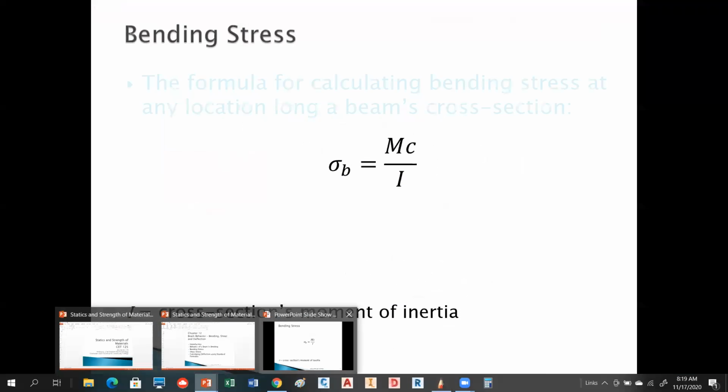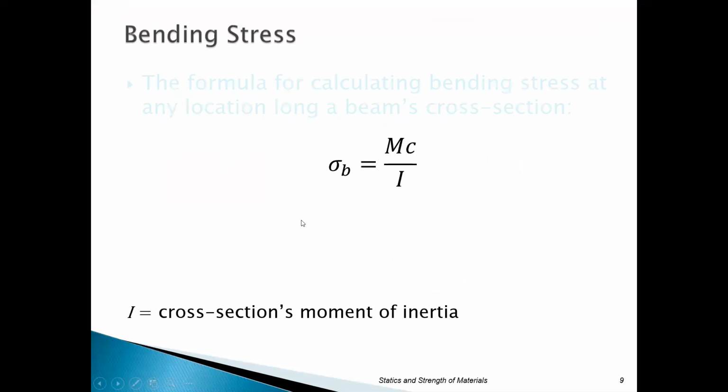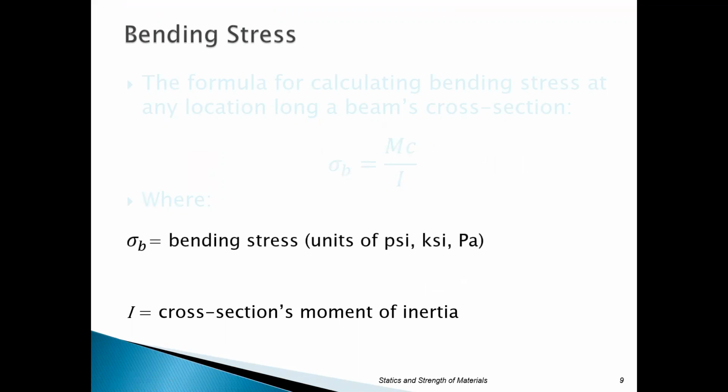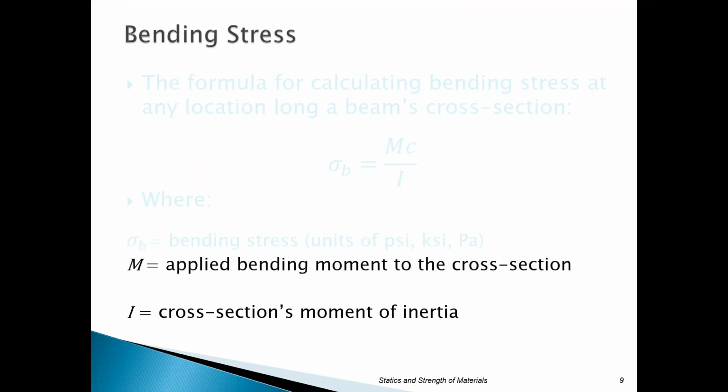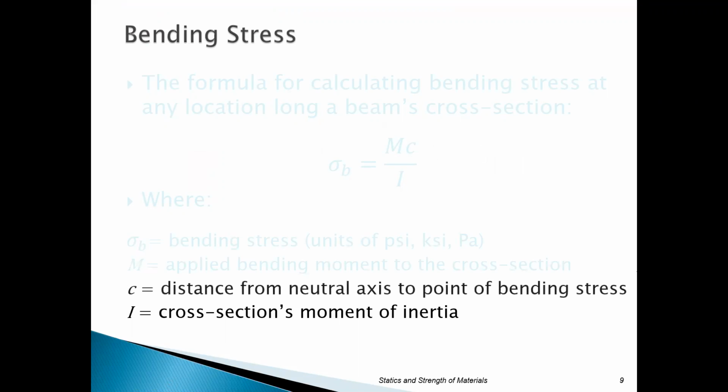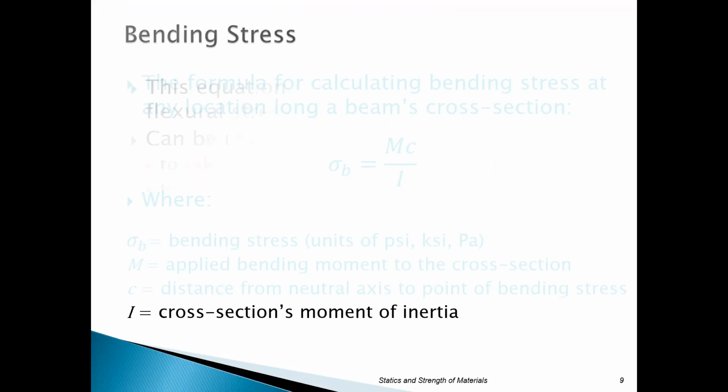Let's go back to here. So this equation, simply, that's your bending equation, okay? So that's your bending stress. Remember the stress units, PSI, KSI, pascals, kilopascals. That's your applied moment. That's your distance from the neutral axis, okay?